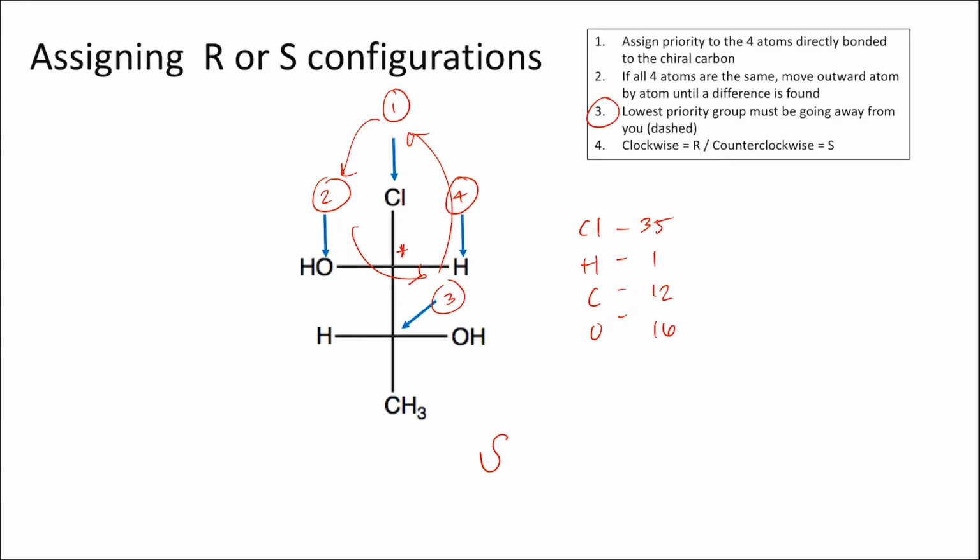Don't forget about the third rule. The lowest priority group has to be dashed. In Fischer projections, the horizontal bars are represented by wedges, and the vertical bars are represented by dashes. You can see the lowest priority group is wedged. It is not dashed. This is the opposite of what is required. Switch the configuration to R.